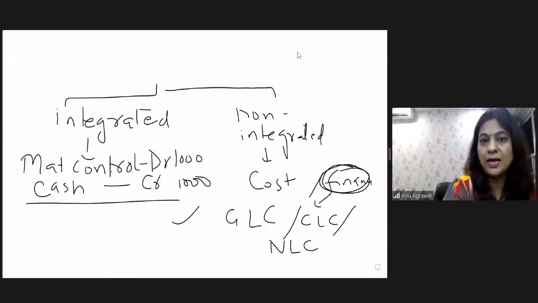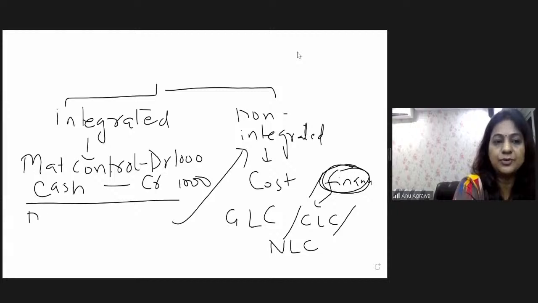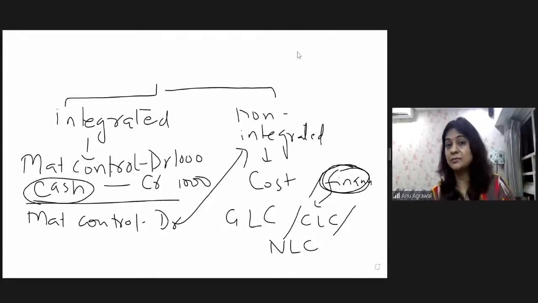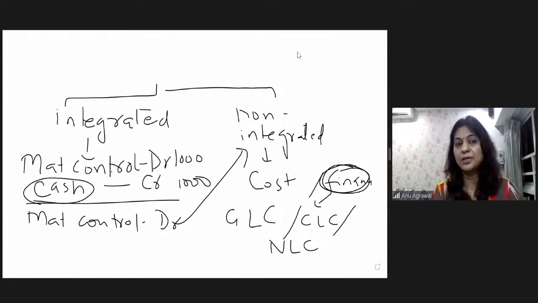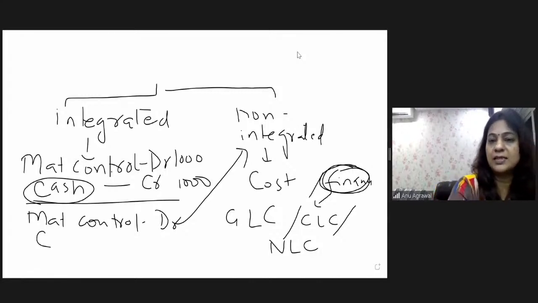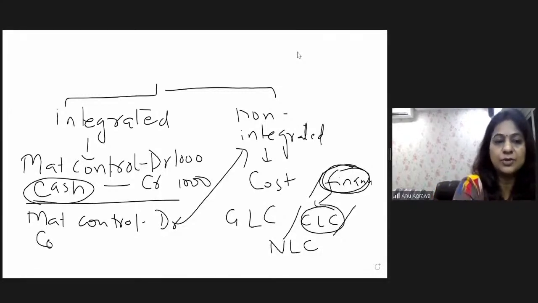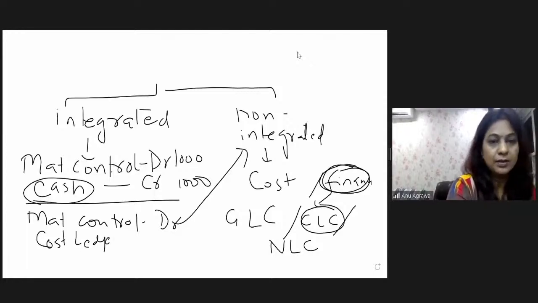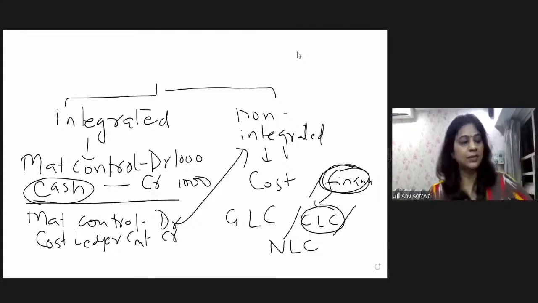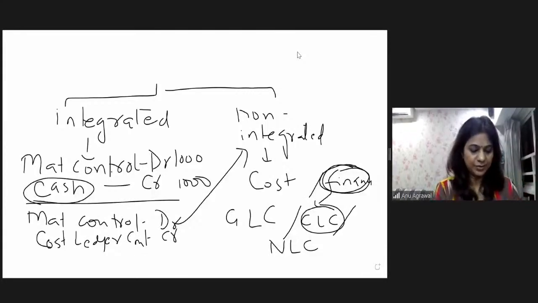But if I'm using non-integrated, I will have to say material control account debit, and I'm not allowed to use cash because it's a finance item. It's non-integrated accounting I'm using. So I will use the word, let's just say I like the word CLC, cost ledger control account, credit. That's it. This is the only difference which is there.